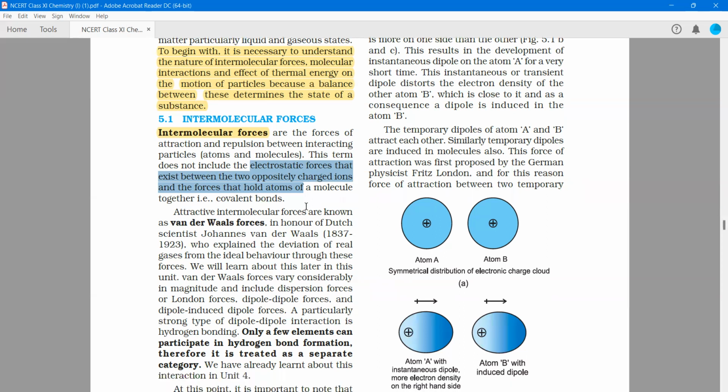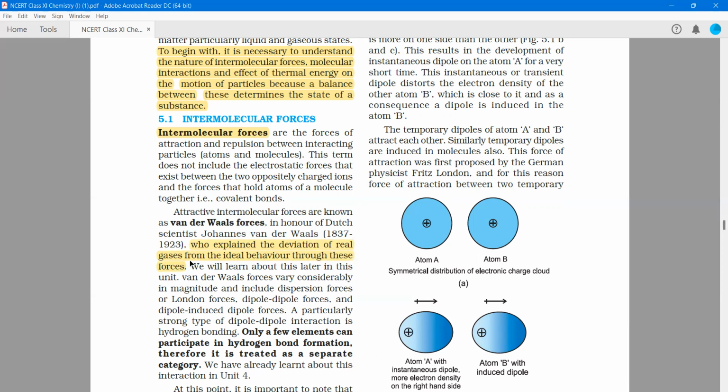So attractive intermolecular forces are known as the van der Waals forces, in honor of Dutch scientist Johannes van der Waals, 1837 to 1923, who explained the deviation of real gases from ideal gas behavior through these forces. After knowing these terms, we will also get to this chapter, because these terms are very important in this chapter. When you understand these terms, then this chapter becomes very easy. So all those attractive intermolecular forces are termed as van der Waals forces. We will learn about this later in the unit.